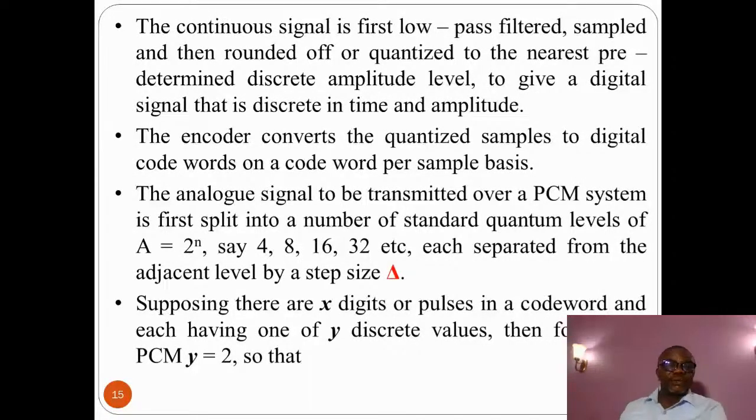So when we say A equals N, it could be 2 raised to power 2, 4, 2 raised to power 3, 8, 2 raised to power 5, 32, 2 raised to power 6, 64, like that. Each of these quantum levels is separated from the adjacent level by a step size known as delta.